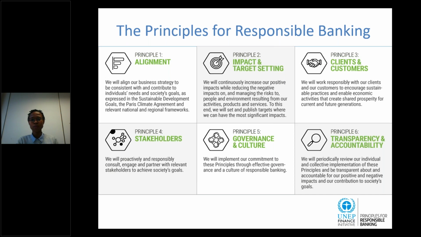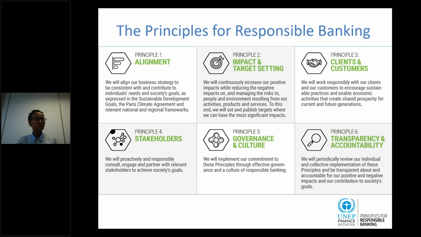So this is the first principle, and we are to decide, in the context where we have operations and in the regions or geographies, which are the frameworks that are relevant for our business, to align our strategy towards them. So that is the first principle. The second principle is the principle of impact and target setting.